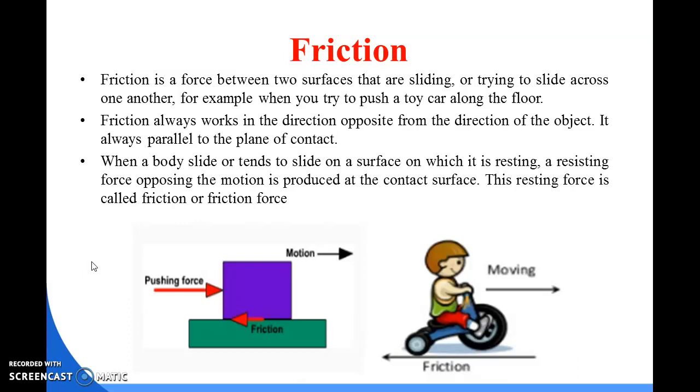When a body slides or tends to slide on a surface on which it is resting, a resisting force opposing the motion is produced at the contact surface. This resisting force is generally known as friction force or simply friction.